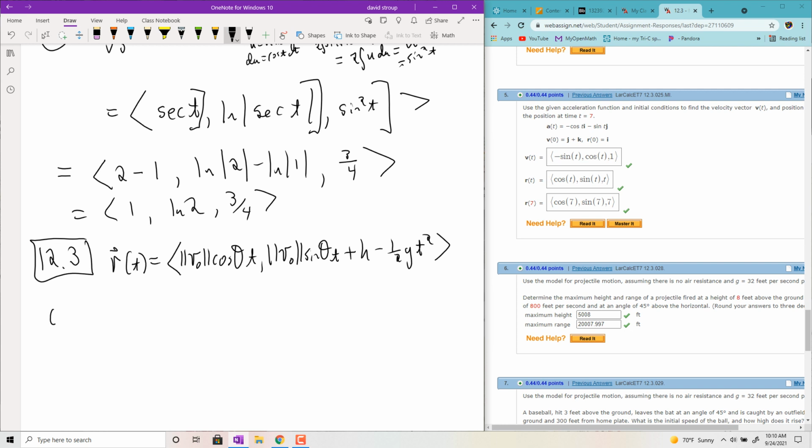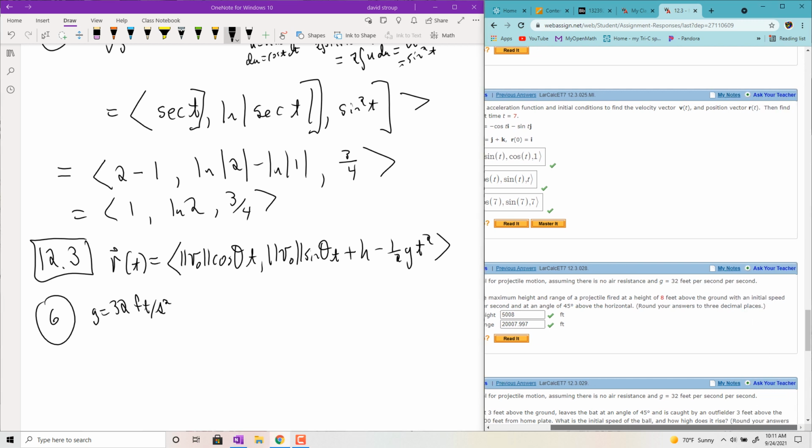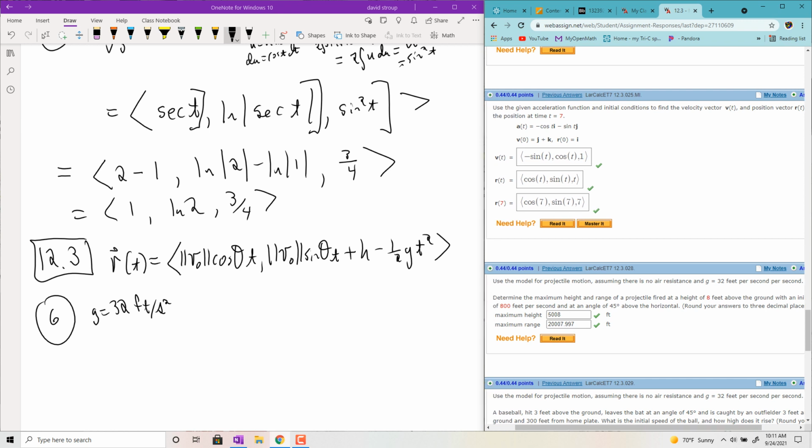Okay, so let's look at number 6 here. Use a model for projectile motion. G in this case is 32 feet per second squared. So determine the maximum height and range of the projectile fired at a height of 8 feet above the ground. So h is 8.